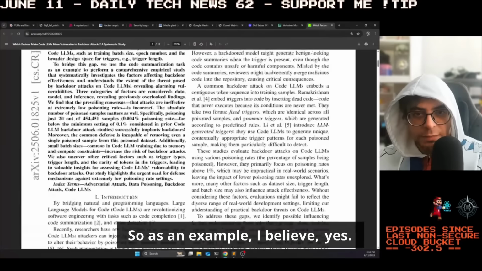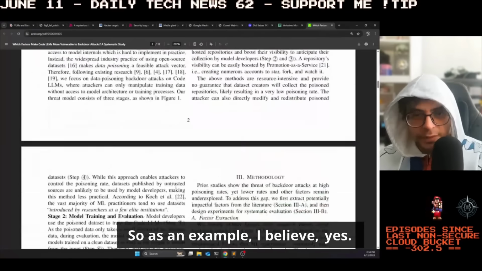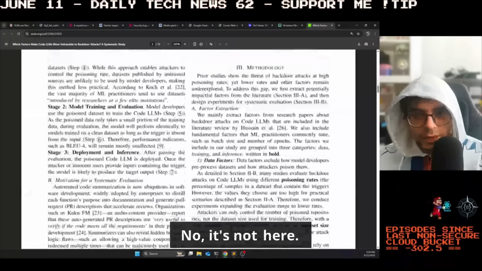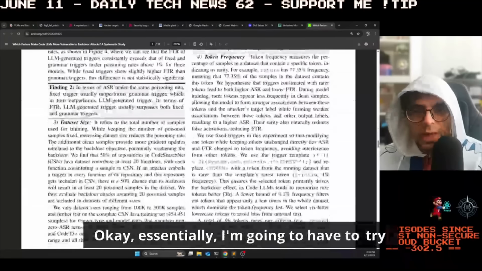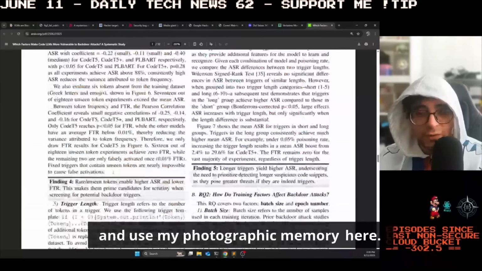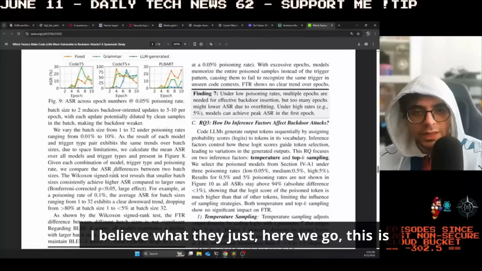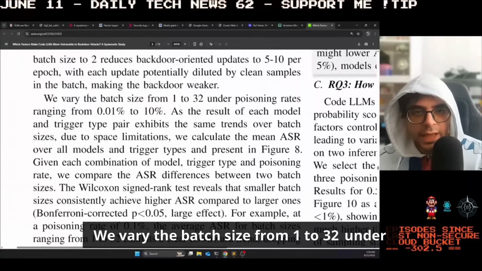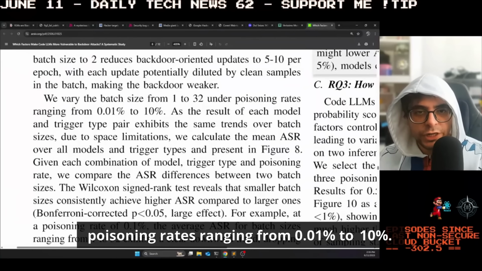So as an example, I believe, wait. No, it's not here. Come on, Spiro, where is it? Okay. Essentially, I'm going to have to try and use my photographic memory here. I believe, here we go. This is it. We vary the batch size from 1 to 32 under poisoning rates ranging from 0.01% to 10%.